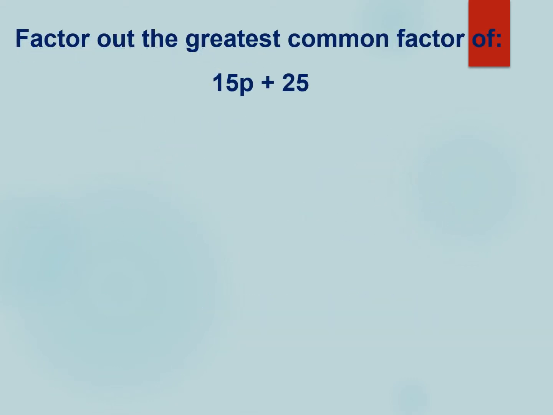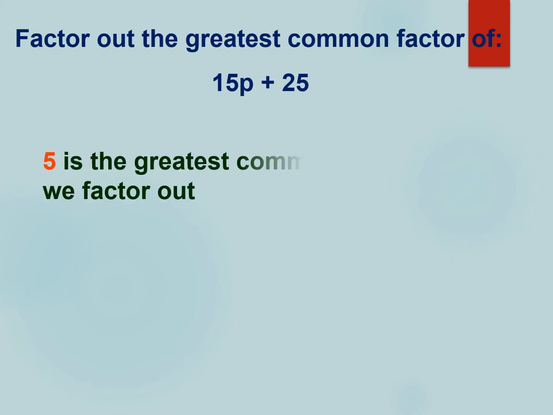Okay, so for example here, if I have this polynomial of 15p plus 25, I want to find the greatest common factor between those two terms. So when I look at this, I have to think about the 15 and the 25, and the greatest common factor that they have is 5.